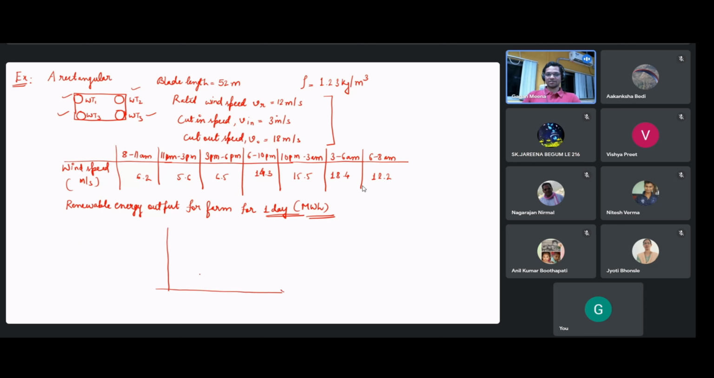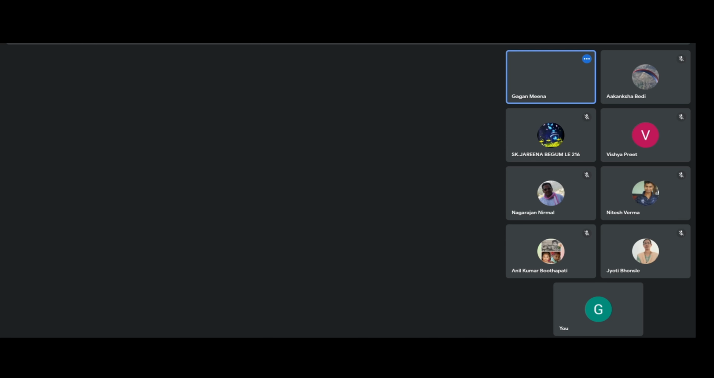So let me first draw this curve. There is a power versus wind speed curve which we have seen in the previous slides. It is something like this. And after this, our output is 0. So this is the cutout speed. This is our rated speed, and this is our cut-in speed. And we have this formula for winds. So this is also given.